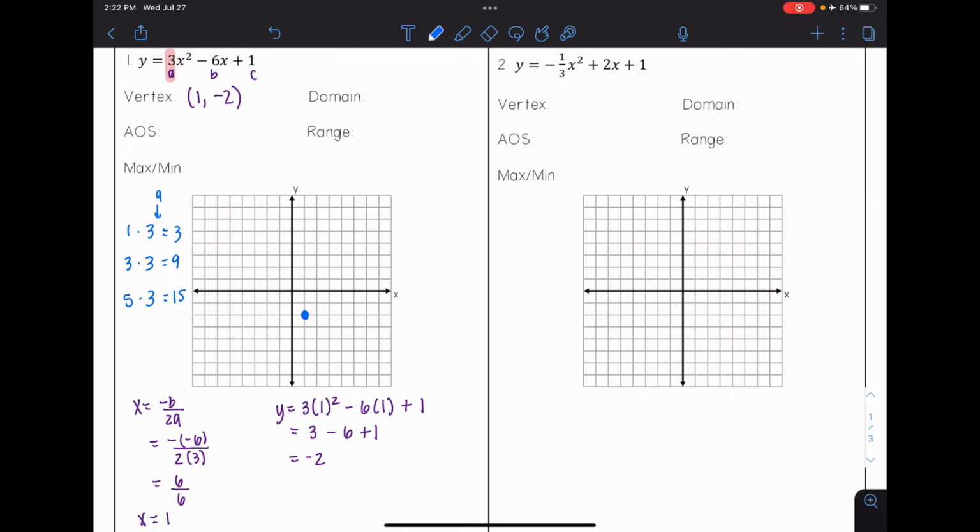So that means to get my next point on the left and right of my vertex, I'm going to go up 3 and to the right 1. Going up 3. And then to get my next one, I'd go up 9. So it's somewhere over here. And so there's my graph.